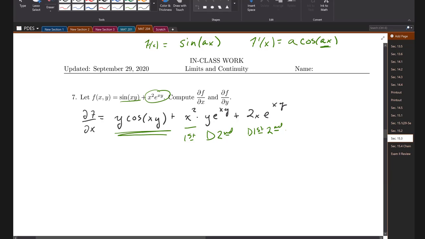But again, I'm treating this as if, let's say, I gave you the function f of x equal to x squared e to the 3x. So in place of that 3 there, I've just got a y. So there's the first term, and then what's the derivative of e to the 3x? It would be 3e to the 3x, right? And that's what I've put here, just a y instead of a 3.